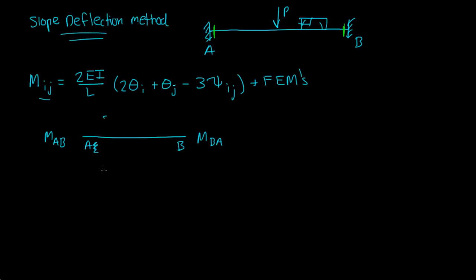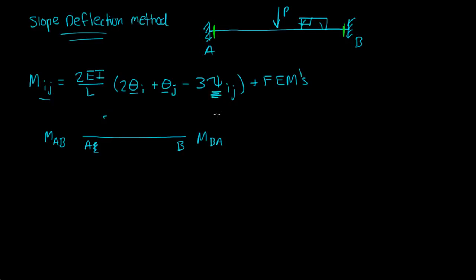And these thetas are the slopes at these points. And these thetas and the psis here are what we don't know. But we can figure out what these are to solve for the moments at the ends of these members. And these moments later on will give us the reactions at A and B or whatever support you're looking at.